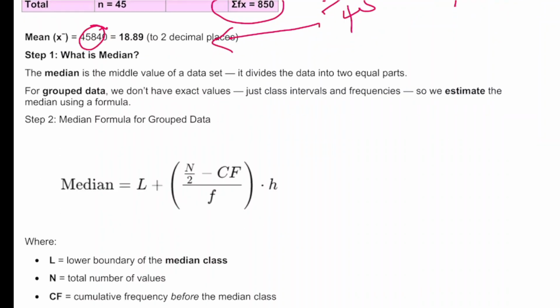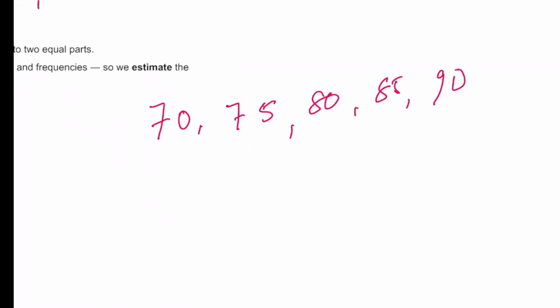So let us take an example here and say we have this data. We are five and all of us are bright people. So we have scored between 70 to 90: 70, 75, 80, 85, 90. So all of us scored between 70 to 90.